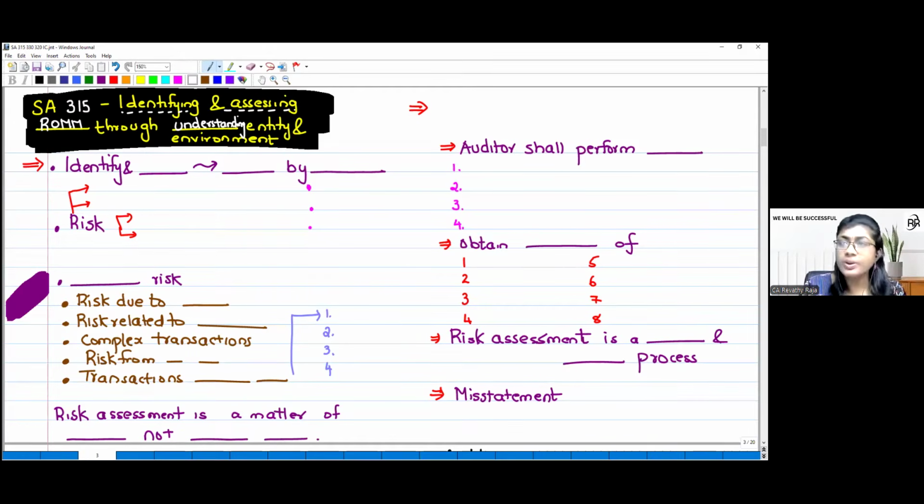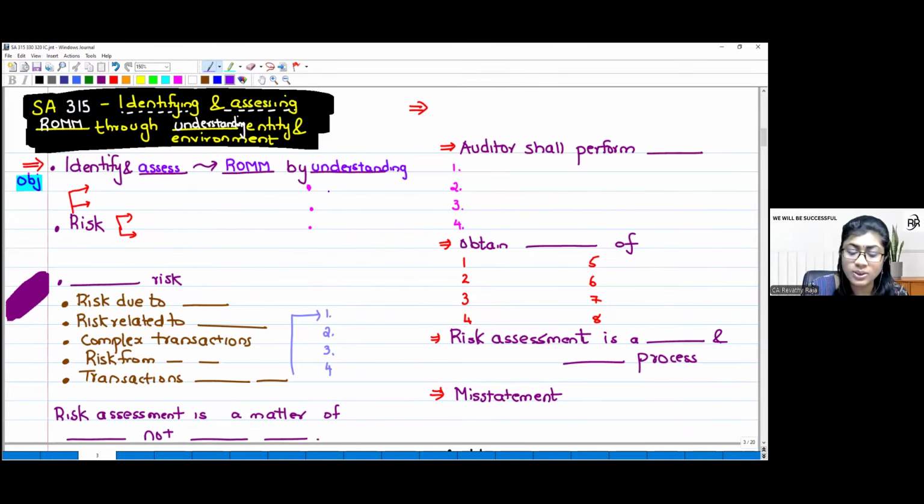Now guys, the first part. What is the objective of this SA? Every SA has an objective. What is the auditor supposed to do? As the name itself says, the auditor shall identify and assess the risk of material misstatement by understanding. A risk which is there for Infosys will not be the risk for X Limited or Y Limited. So you have to understand three things.